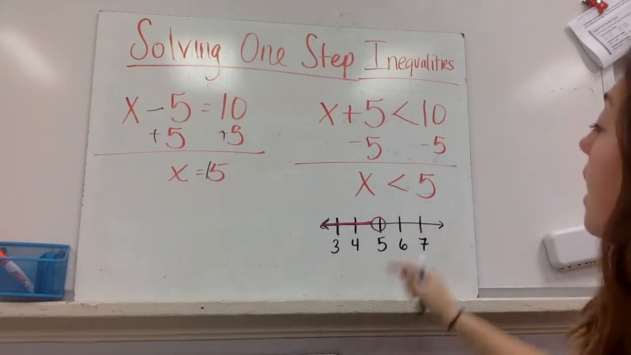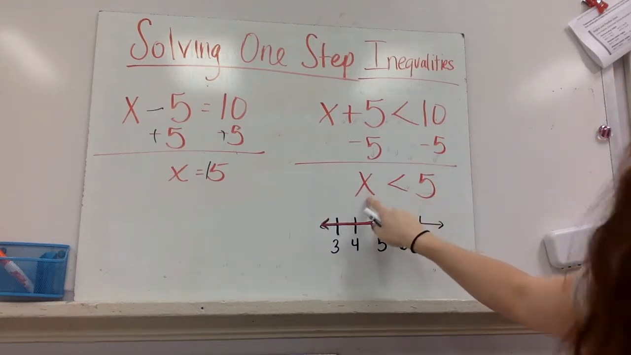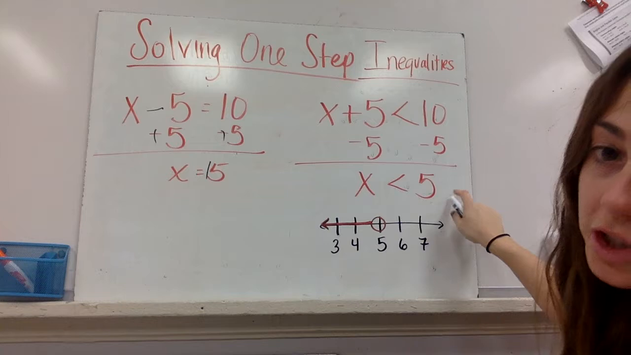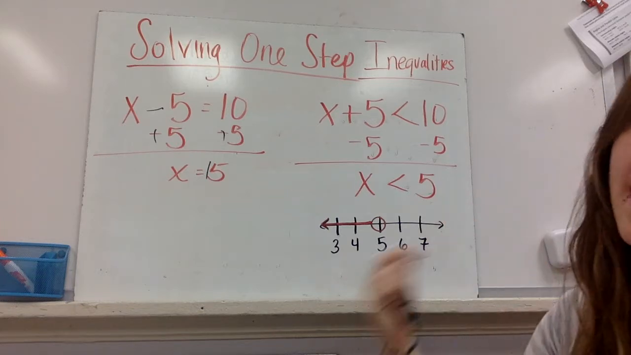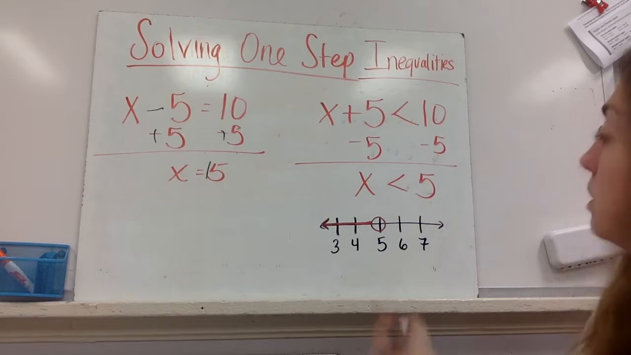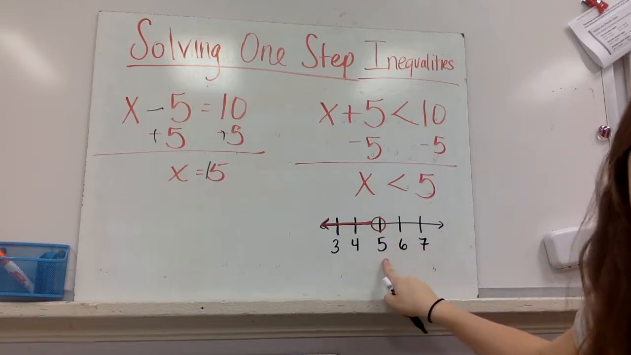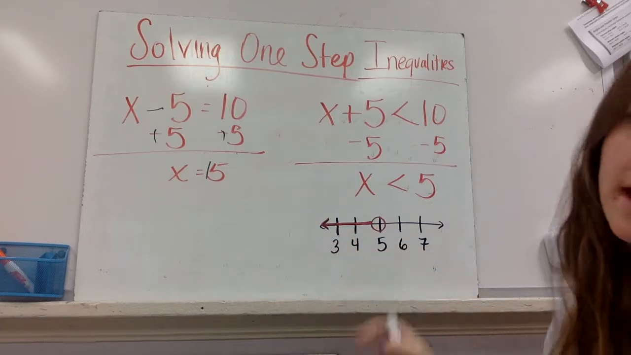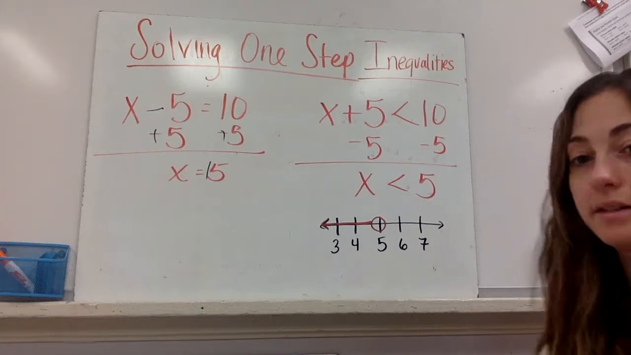In order to graph that, my values are not equal to just 5. They're not even equal to 5, but less than 5. So there's a lot of solutions to that. So we want to graph it to show all those solutions. So I have an open circle at 5, and then I shade to the left where all my values are less than 5.